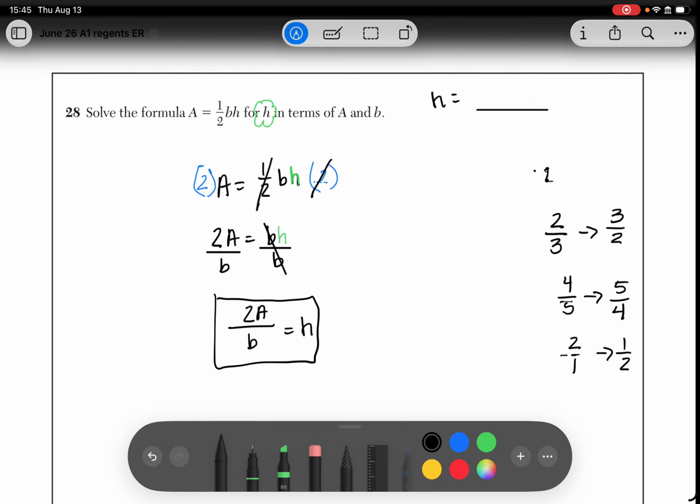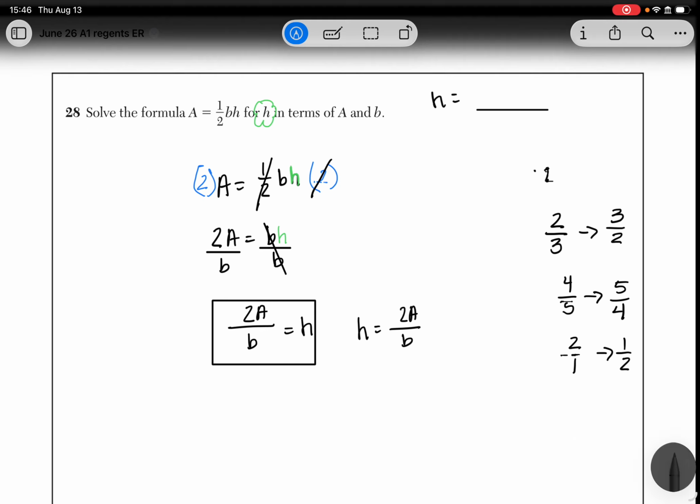So you can leave it in terms of this, or you could rewrite it as h equals 2a over b. Both work, they mean the same thing. Once again, just using the commutative property and switching the order.